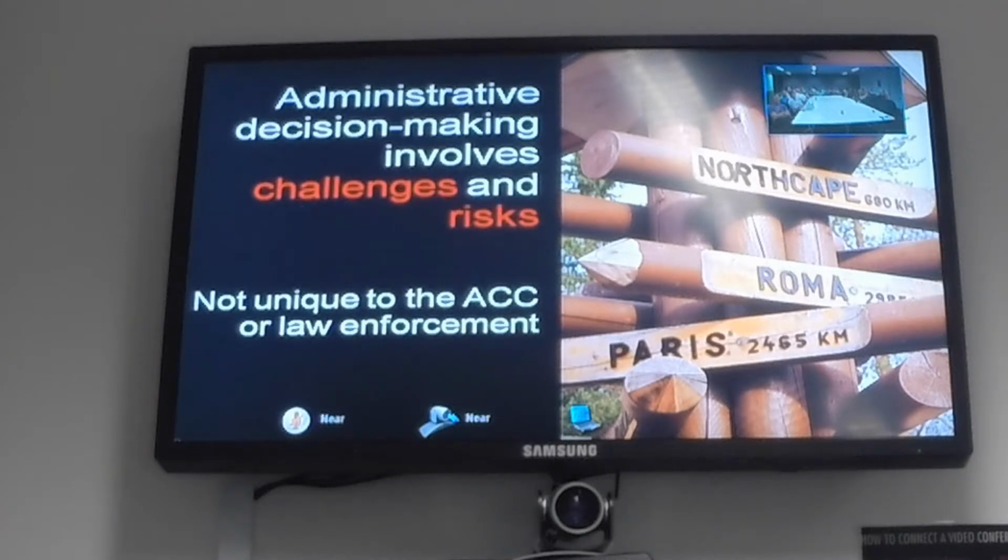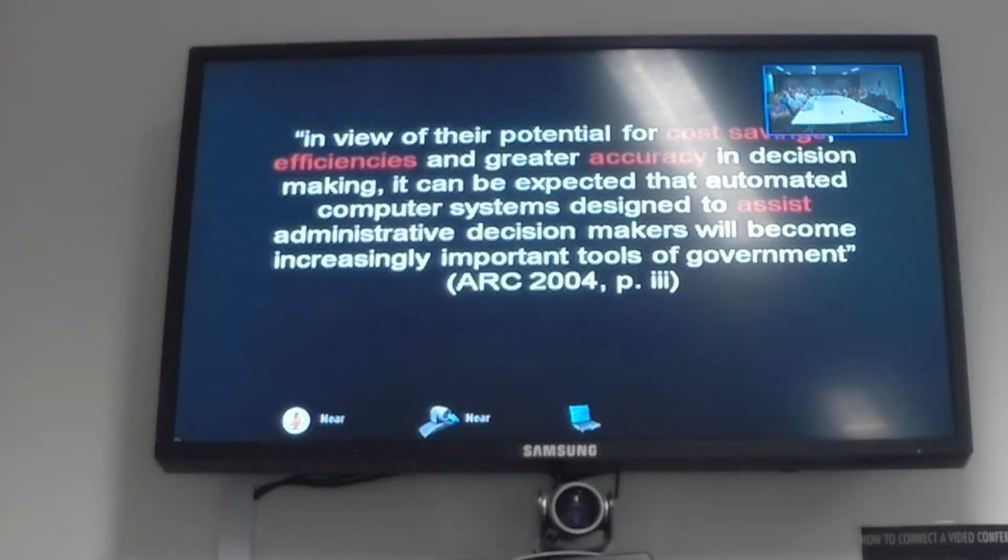So here's a quote from the Administrative Review Council. It did a review of expert systems at the time, 2004, and it says that in view of the potential for cost savings, efficiencies and greater accuracy in decision making, it can be expected that automated computer systems designed to assist administrative decision makers will become increasingly important tools of government. So we've got a scenario where we're saying, we can't cope with the information, it's too much, automation is a good thing, let's do that, but hey, there's this administrative law.